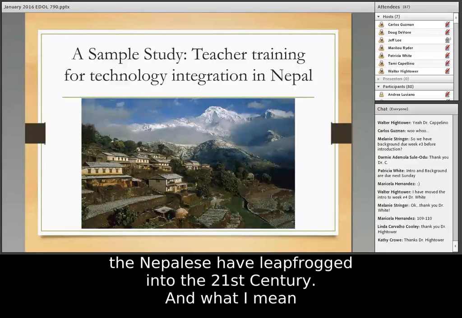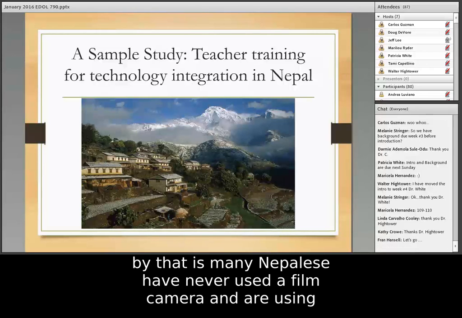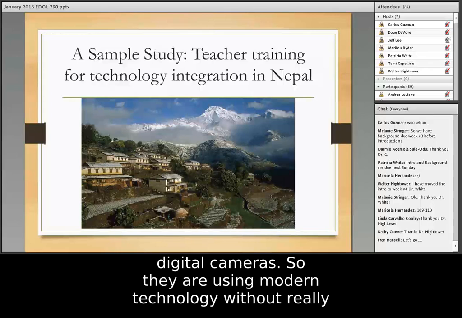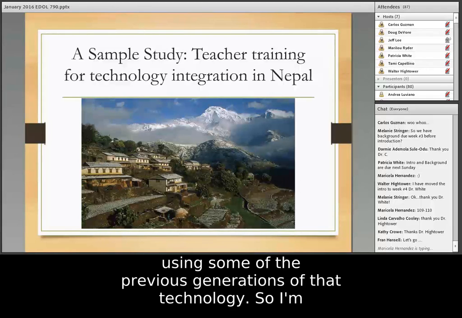However, in recent times, the Nepalese have leapfrogged into the 21st century, and what I mean by that is many Nepalese have never used a film camera and are using digital cameras, right? So they're using modern technology without really using some of the previous generations of that technology.